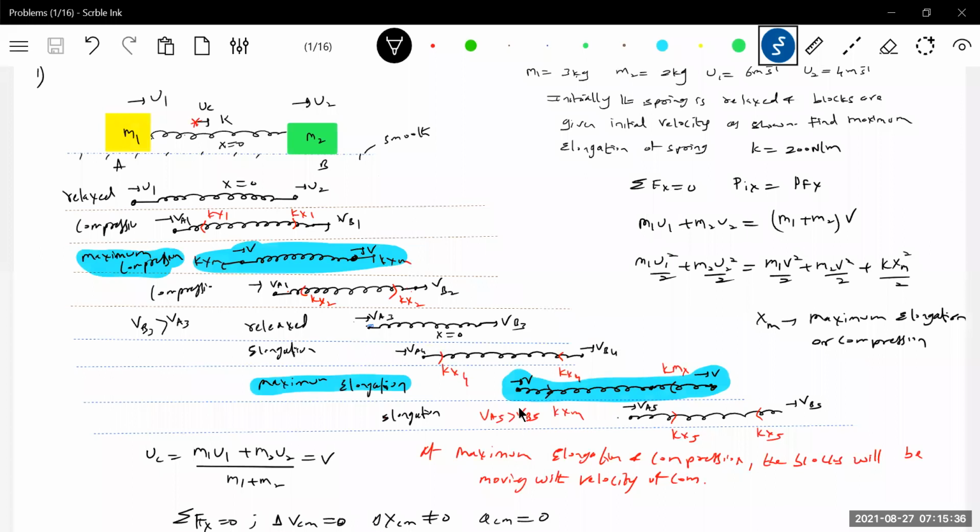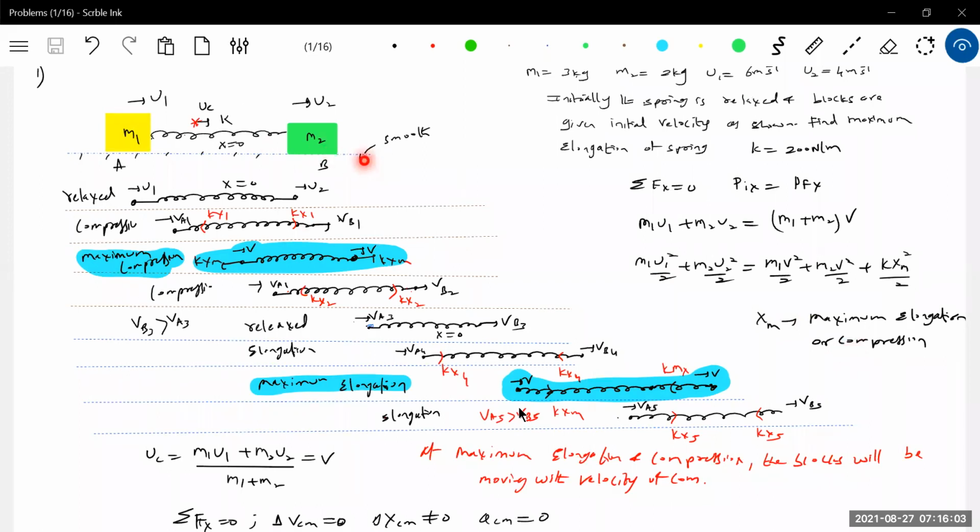Anybody having doubt, you can clarify. A student has to analyze the diagram, not just write some equation. Sir, why is momentum conserved? Net force is 0. Why is mechanical energy conserved? Spring force is a conservative force, and only that force is doing work. So therefore, we go for conservation of mechanical energy.